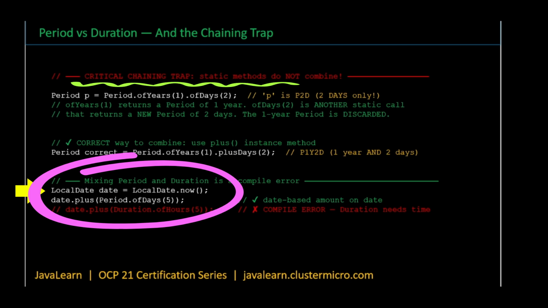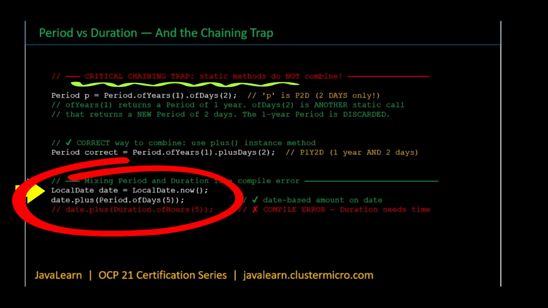And then you have a compile-time error, right? We have date.plus(Duration.ofHours(5)). This line is commented out because it does not compile. Duration is time based: hours, minutes and seconds. LocalDate has no time fields, no hours, no minutes, no seconds. So there is nowhere for the Duration to put its 5 hours.